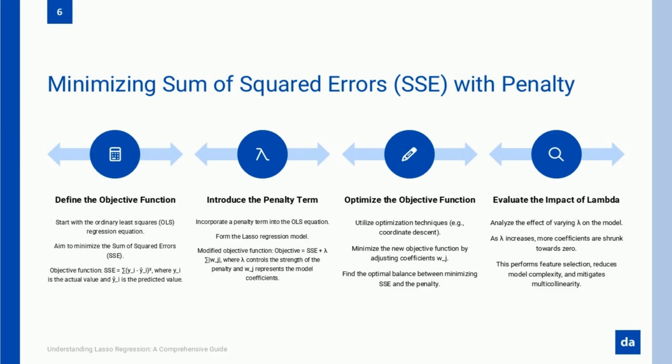If we push lambda too high, we don't just remove weak predictors, we start shrinking even the important ones. The model becomes too simple, and it starts losing valuable information. That's where we run into underfitting, the opposite problem of overfitting. The model is now too restricted and can't capture enough of the real patterns in the data.